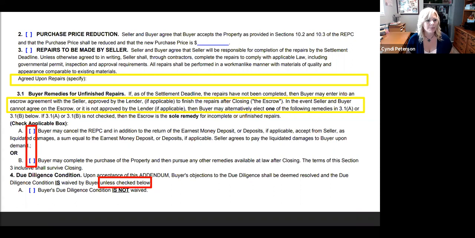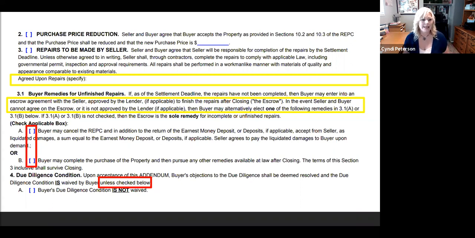So 3.1 says buyer remedies for unfinished repairs. If at the settlement deadline the repairs have not been completed, then the buyer may enter into an escrow agreement with the seller, approved by the lender if applicable, to finish the repairs after closing, which would be considered the escrow. In the event the seller and buyer cannot agree on the escrow, or it is not approved by the lender, which is usually the case, if applicable, then buyer may alternatively elect one of the following remedies.